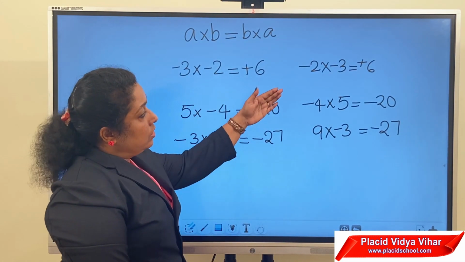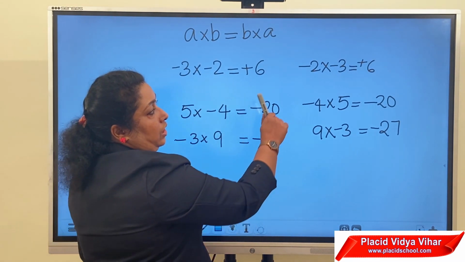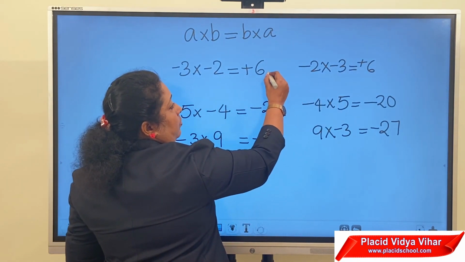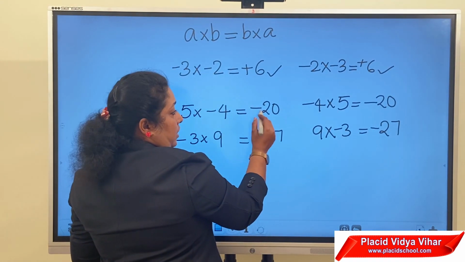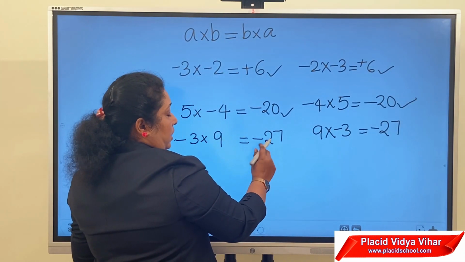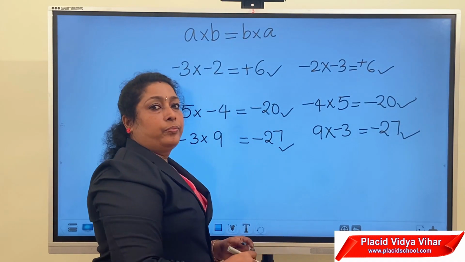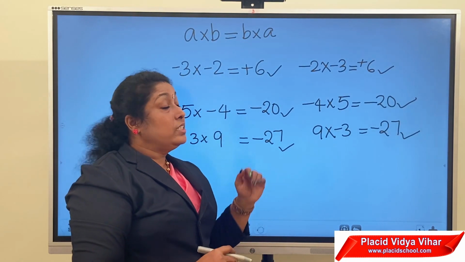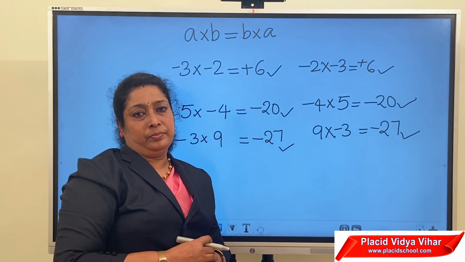Look, in all these examples, a into b is equal to b into a. Here positive 6, here also positive 6. Here negative 20, here also negative 20. Here negative 27, here also negative 27. So, integers are commutative under multiplication.